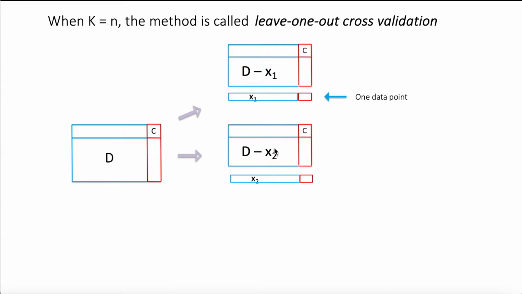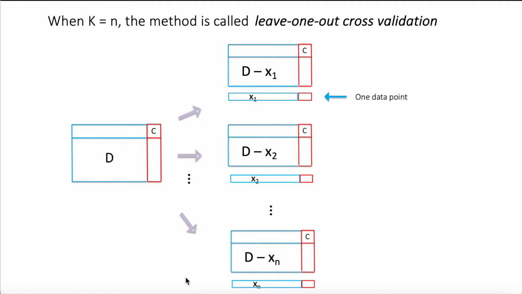Then we do the same with x2. We leave x2 out and we train with D minus x2, and the same thing until xn, every data point. So it's a very expensive and exhaustive method, in which we are training n different models and testing each on one data point that is being left out. So this is the leave-one-out cross-validation.